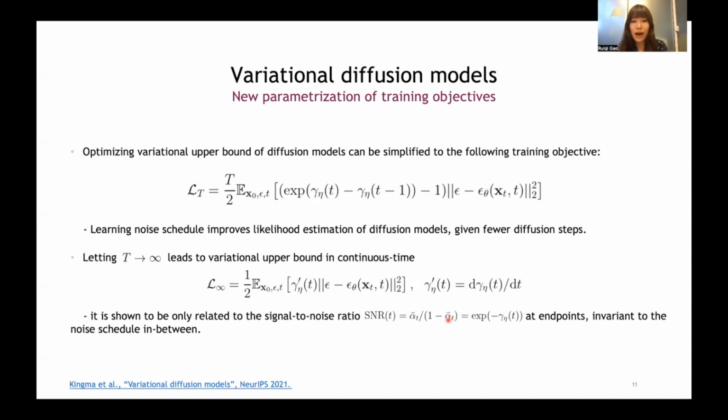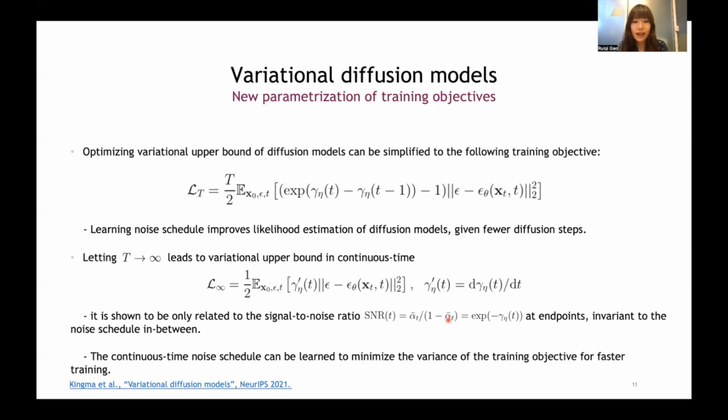So if we want to optimize the forward process in the continuous time setting, we only need to optimize the signal to noise ratio at the beginning and the end of the forward process. And they further show that the in-between process can be learned to minimize the variance of the training objective. This enables faster training of diffusion models besides faster sampling.